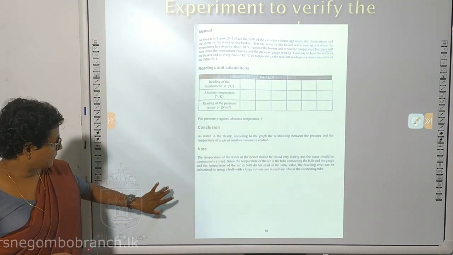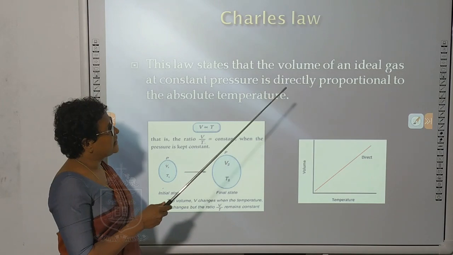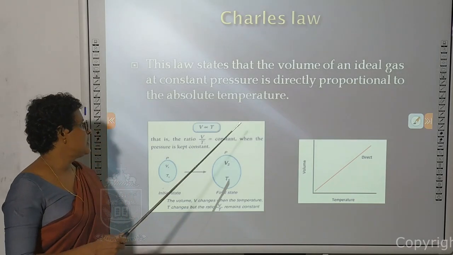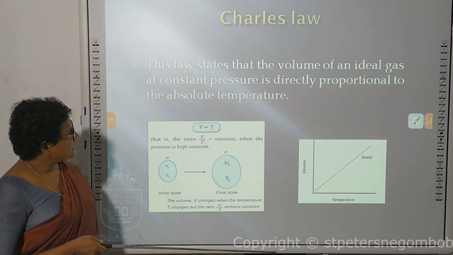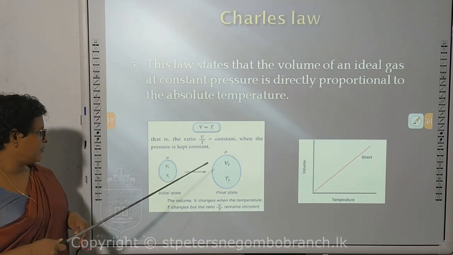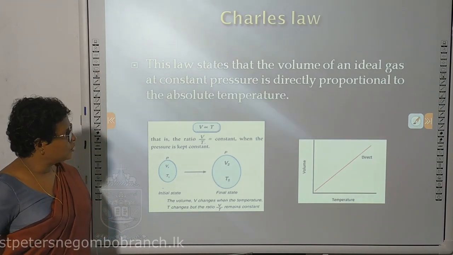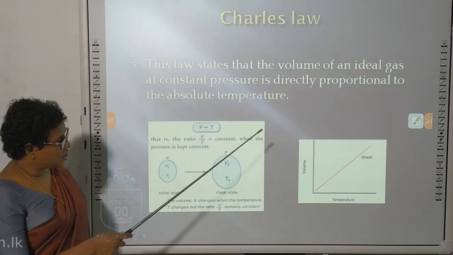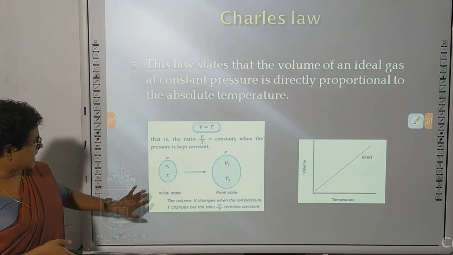Now, this is Charles' law, the third law, right? This law states that the volume of an ideal gas at constant pressure is directly proportional to the absolute temperature. V is proportional to T, right? V over T is constant when the pressure is kept constant, okay? So, for two instances, V1, T1 and V2, T2, you can say V1 over T1 equals V2 over T2. If you draw a graph of volume against temperature, you will get a straight line like this.